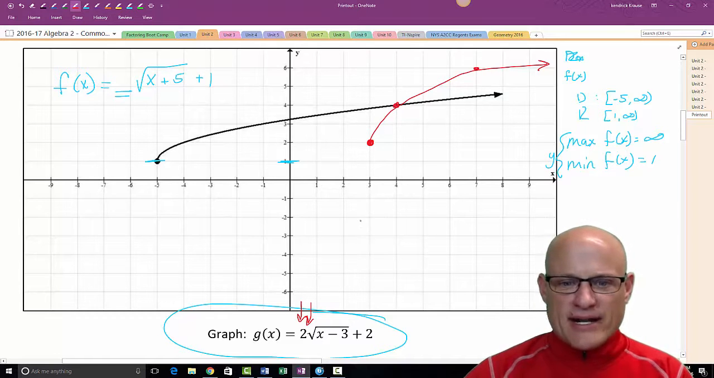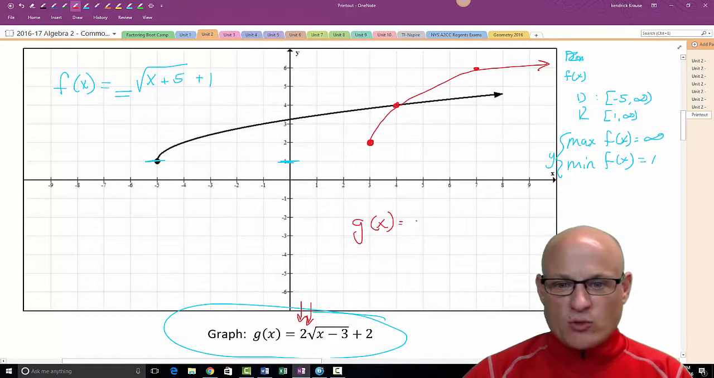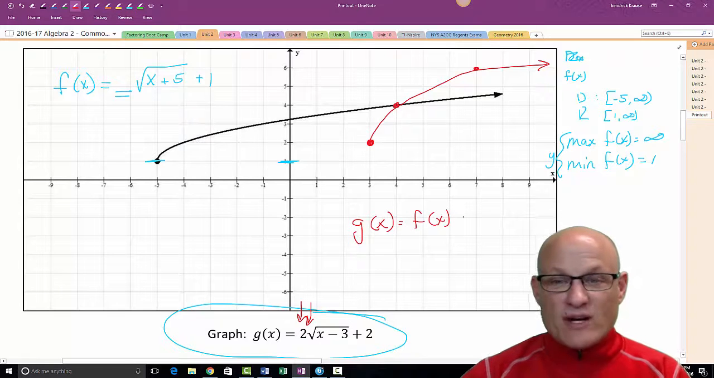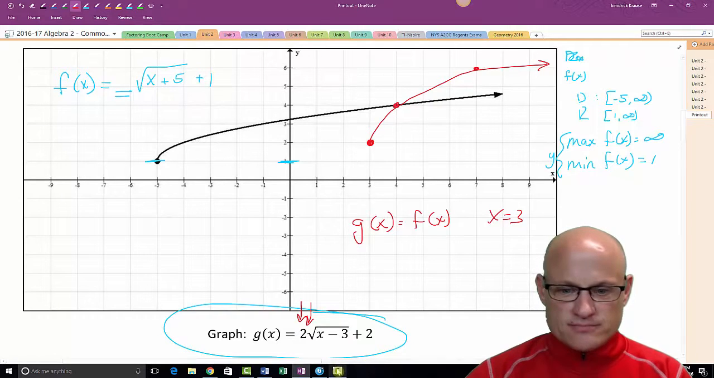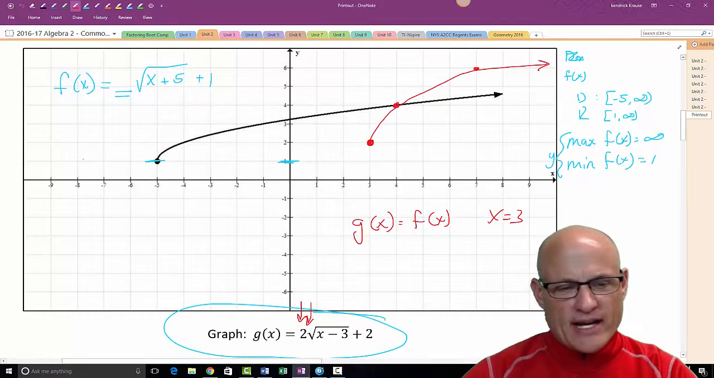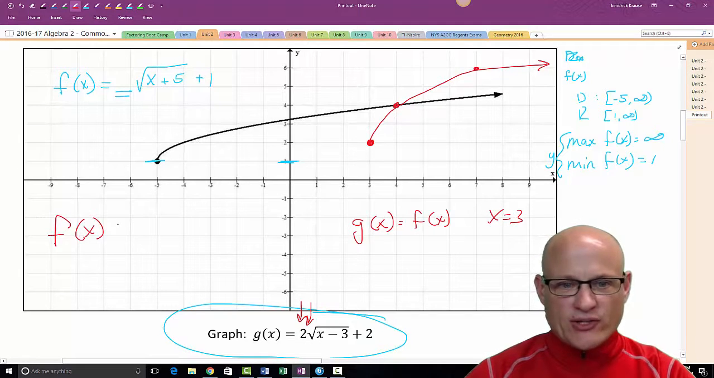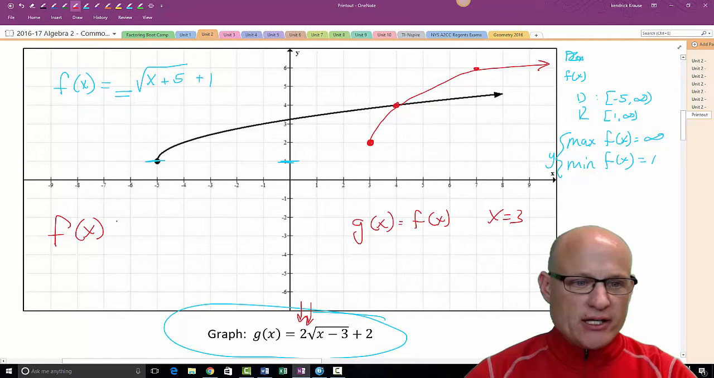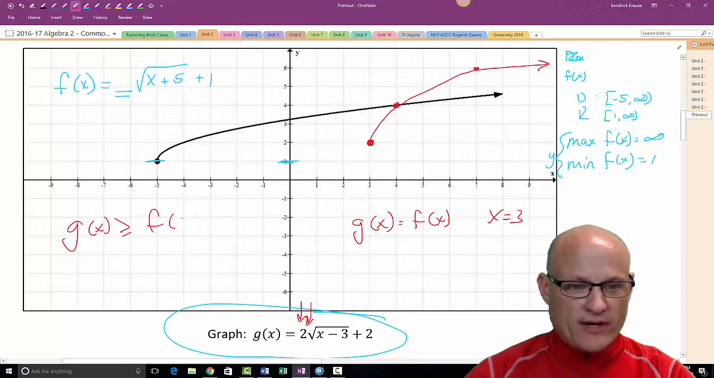All right, so I might ask, when does g of x equal f of x? For what value of x does g of x equal f of x? x equals 3. Okay, and the next question I could say to you is, when is g of x greater than or equal to f of x?